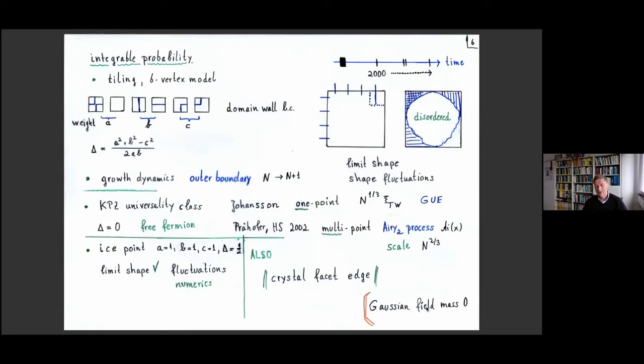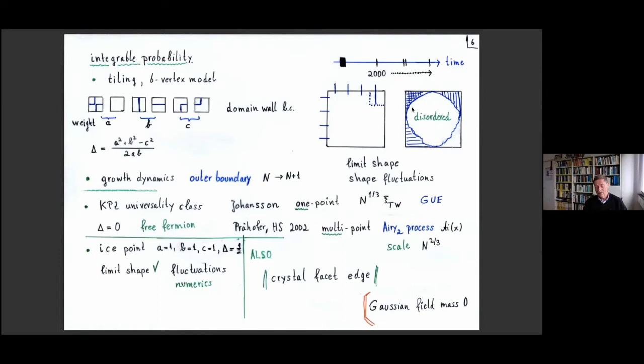It's really a Gaussian. The height field, which is constructed from this, these are the level lines of a height function, and the two-dimensional height field which comes from these level lines is actually a Gaussian free field with mass zero. So it's actually critical.